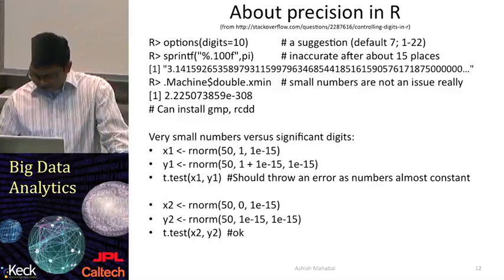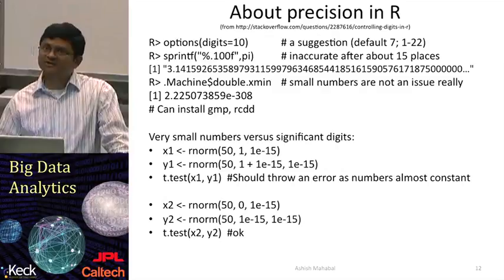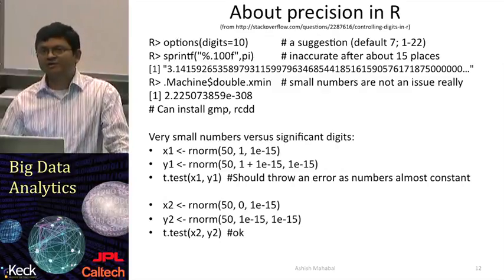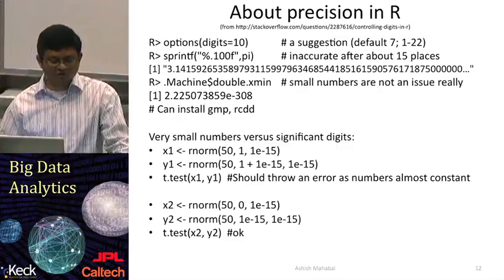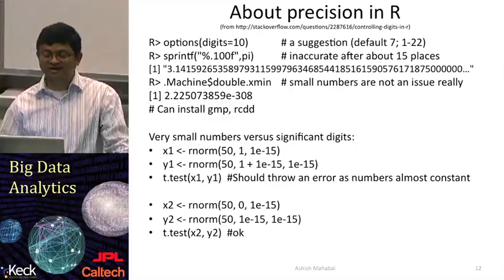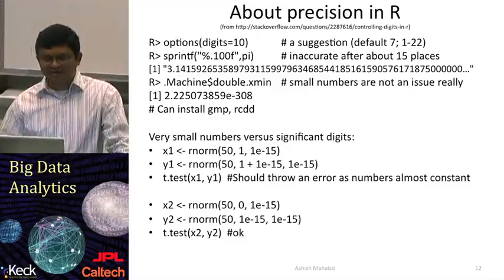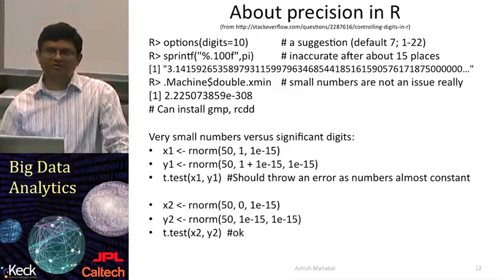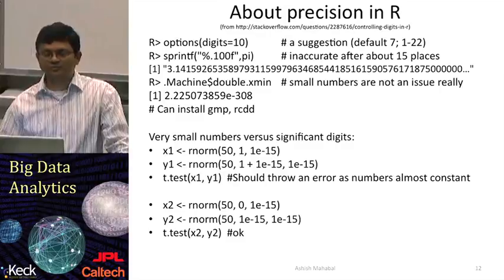But does that mean again that R is not precise after 15 decimal places? No. Again there, it depends on whether you are using large numbers or you are using very small numbers. So the precision can go arbitrarily small, well, not arbitrarily small, but up to 308, e to the power 308, which is fairly small. And that you can see by seeing what the limit of double is, the machine double that it is using. And then you can use additional tools within R to go to quite high precision.